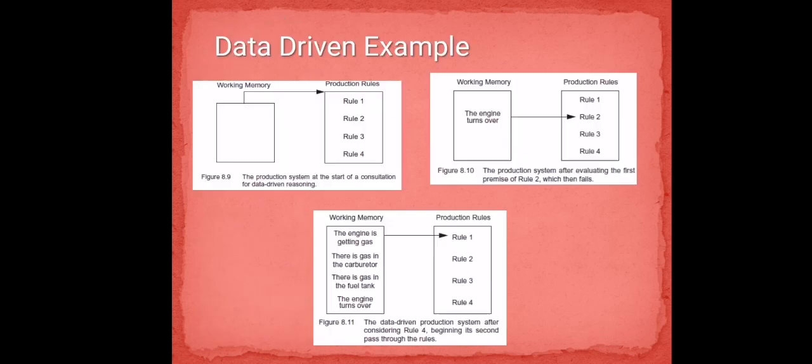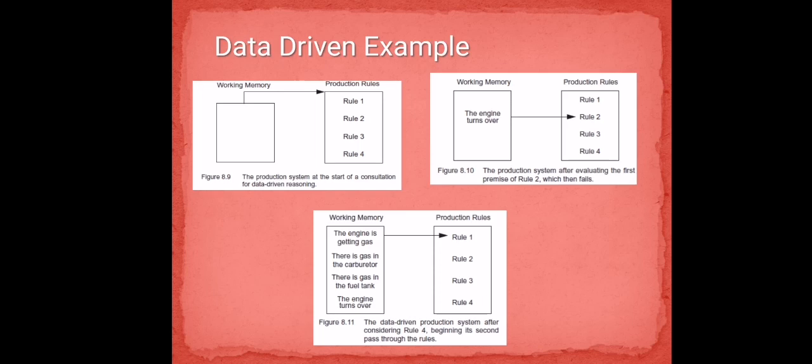These are the rules, and we are going to discuss the data driven example. In a data driven example we have some facts about our situation, and from these facts we are finding out the goals or conclusions. The first one is figure 8.9, then 8.10, then 8.11. In 8.9 there are working memory and production rules. First there is nothing, we don't know anything about the automobile, so working memory is blank.